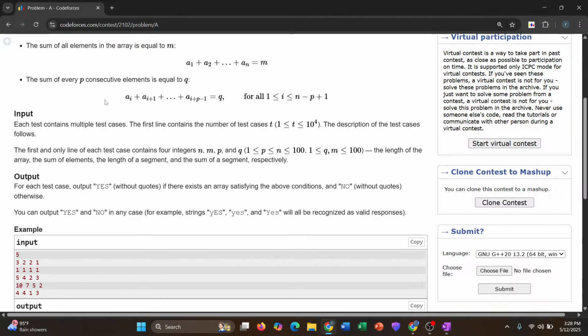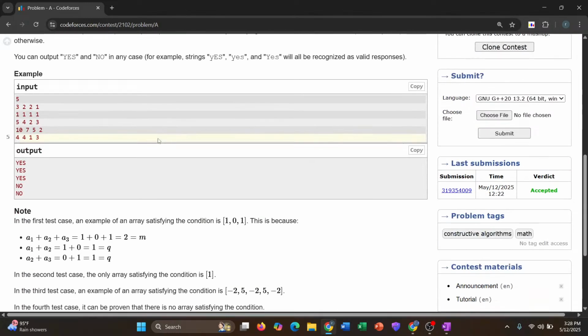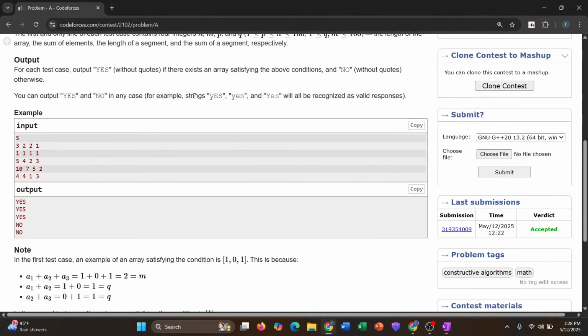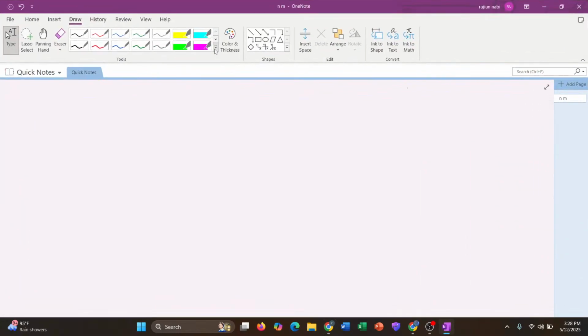Each test contains multiple test cases. The first line contains the number of test cases, and then the test cases follow. Okay, fine. And n and p are up to 1000, and q and m are up to 1000. Okay, I hope I got the statement. So let me clarify it to you guys.